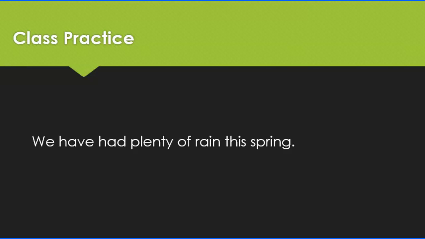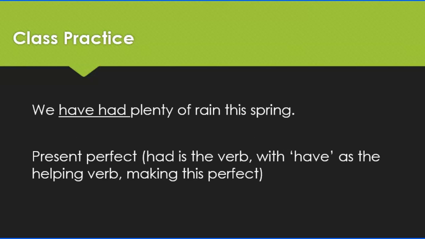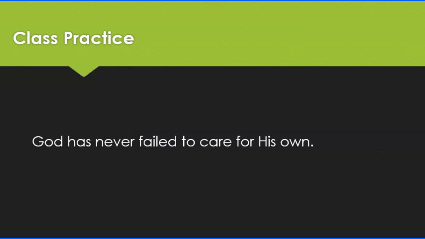And yes, we have had plenty of rain this spring. Yes, we've had plenty of rain these last couple of weeks. Okay, so hopefully you underlined have and had. Now, you're probably wondering, why do I need have and had? Well, which one is the verb? Had is the actual verb. But then when you add the word have to it, that's what makes it perfect. So we have had plenty of rain this spring, and it's going to make it present perfect. Remember, have is present.